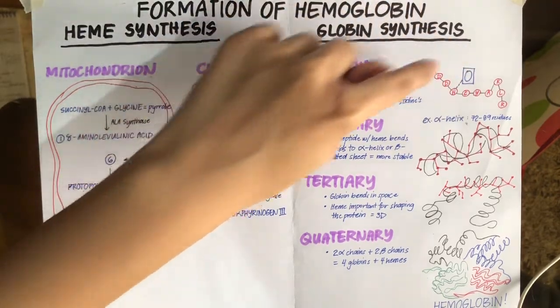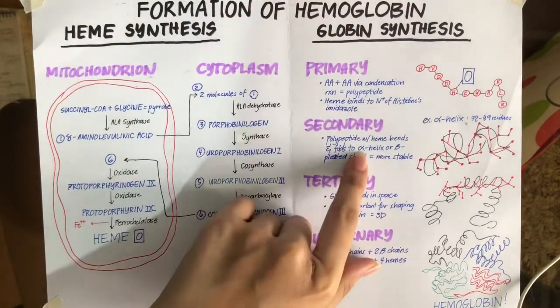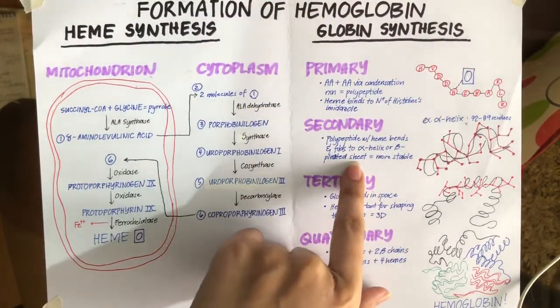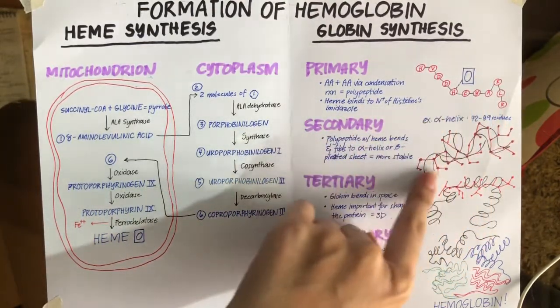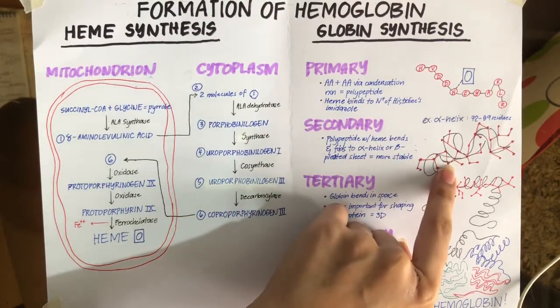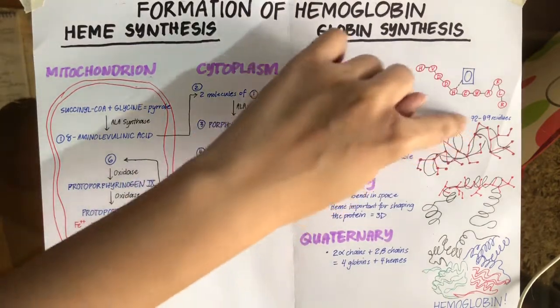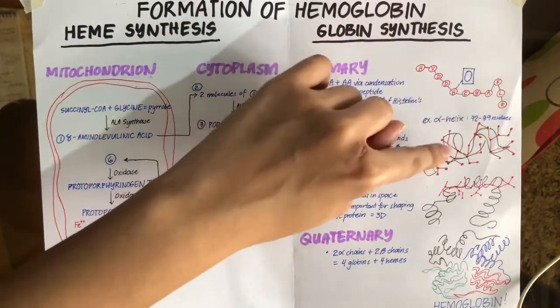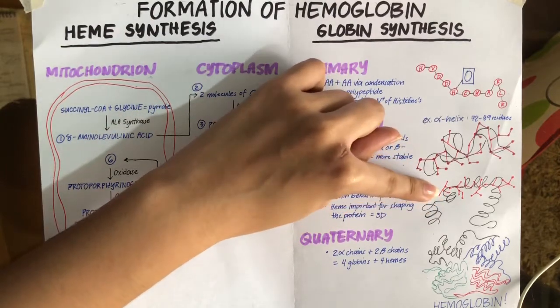Next, this polypeptide with the heme bends and folds to form either an alpha helix or a beta pleated sheet for a more stable molecule. This is an example of a secondary structure of alpha helix which contains 72 to 89 residues. For the tertiary structure, this molecule will continue to bend in space in order to form a more stable molecule.